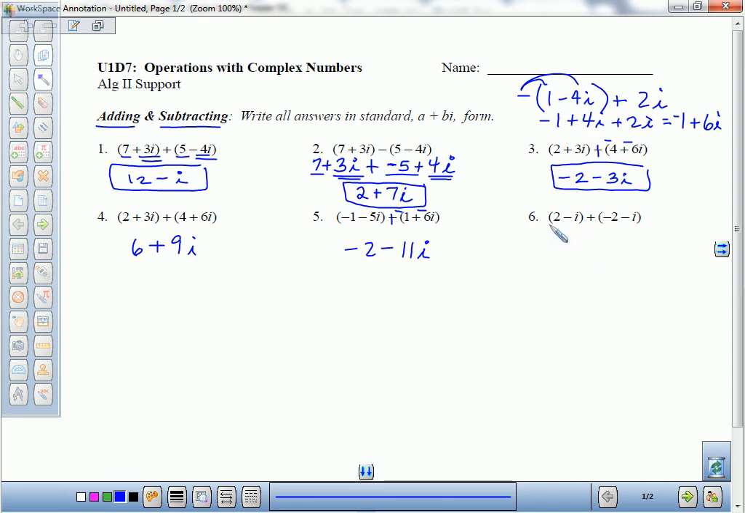Now this is a sum. When we put the real parts together, they go away. They're opposites. And when I add opposites, that sum is 0. So we don't have to write the 0 for the real part. Then we put our imaginaries together. Negative 1 plus another negative 1 is negative 2i. So that sum is just negative 2i.